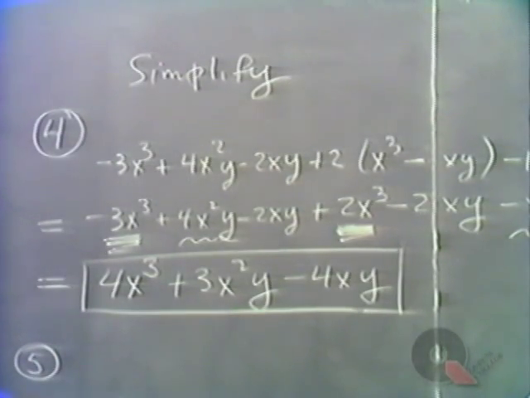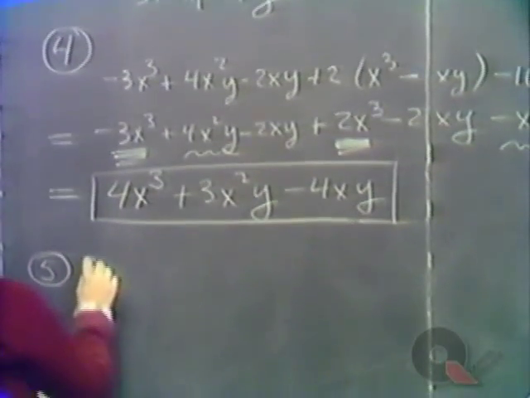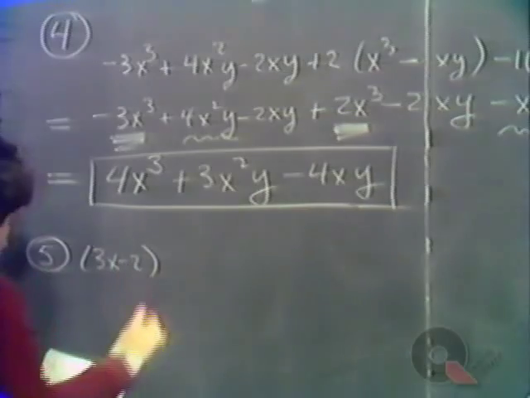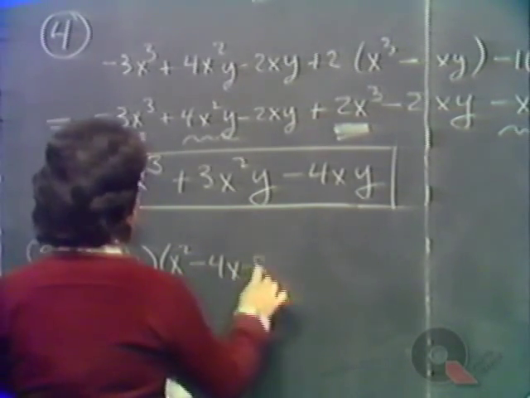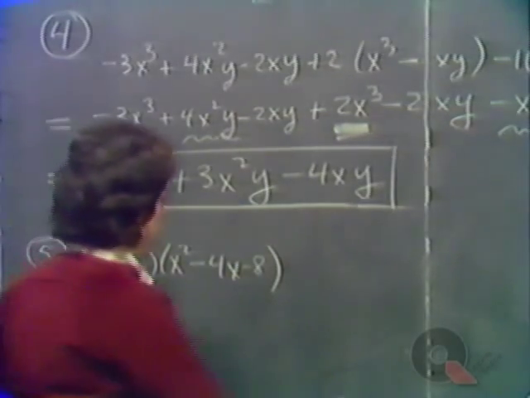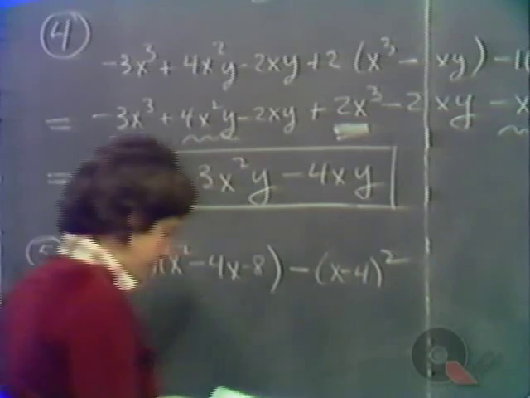In the next example, I also want you to simplify an expression. And here it is. 3x minus 2 times x squared minus 4x minus 8, in parentheses, take away x minus 4 squared.